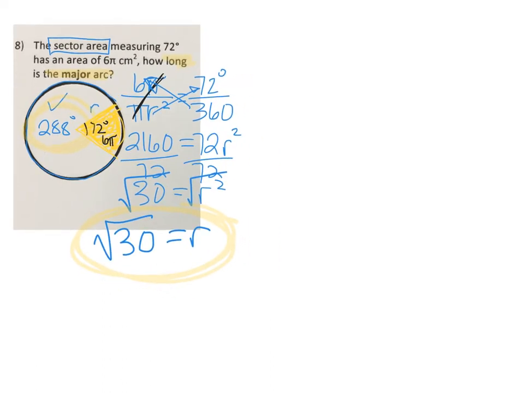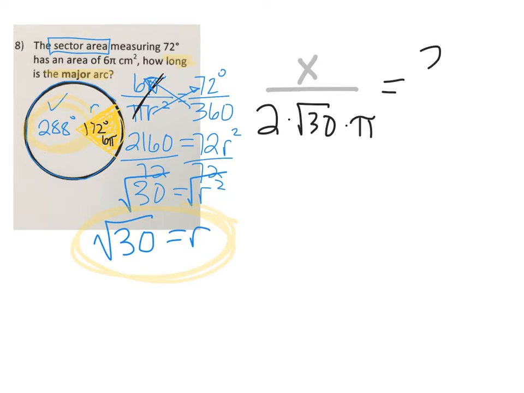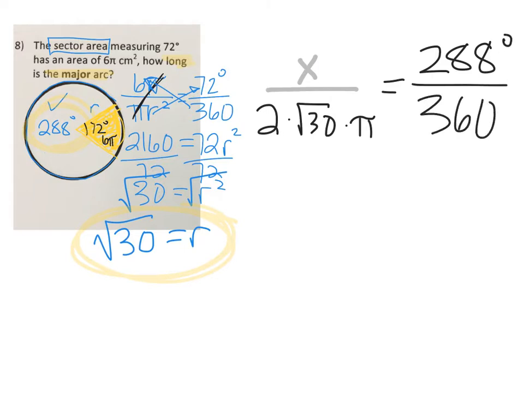So my arc length formula says arc length divided by circumference, which is 2 times radius times pi, is equal to the measure of the arc, so 288 degrees, because we want the major one, over 360 degrees. So we use the sector area to find the radius, and now we're going to use the radius to find the arc length. So we cross multiply.